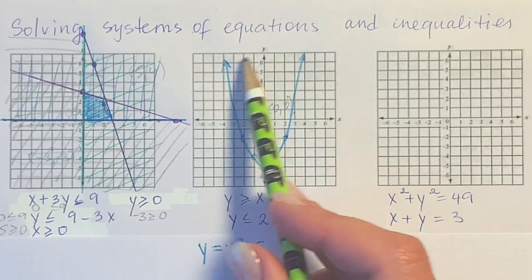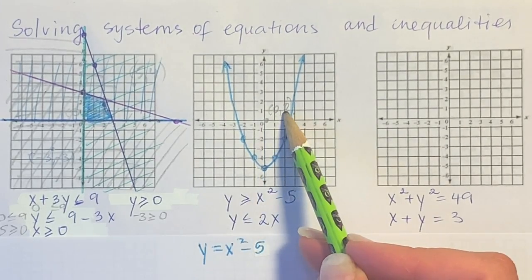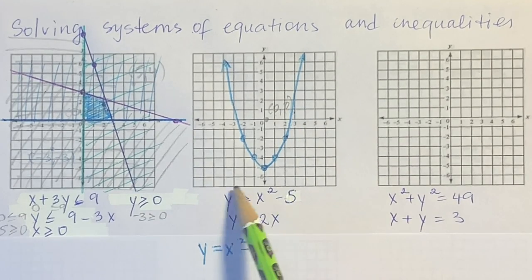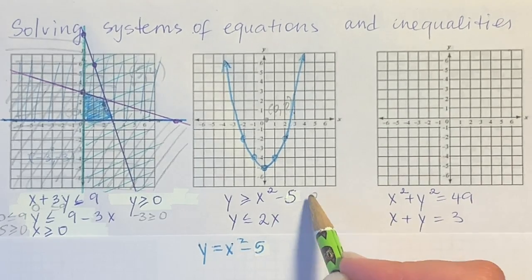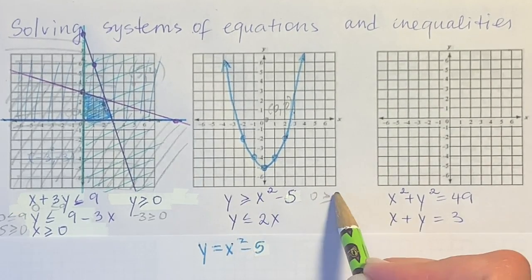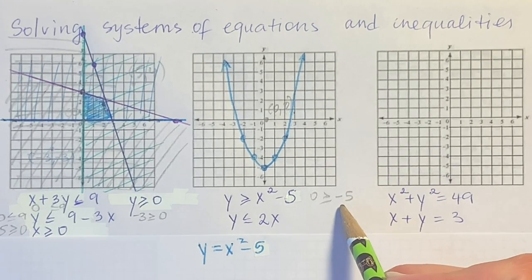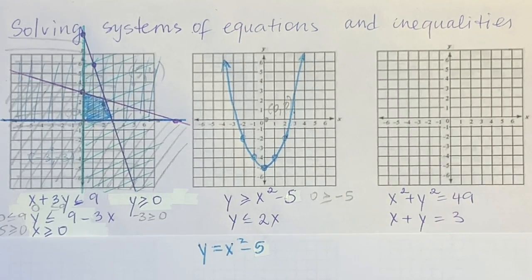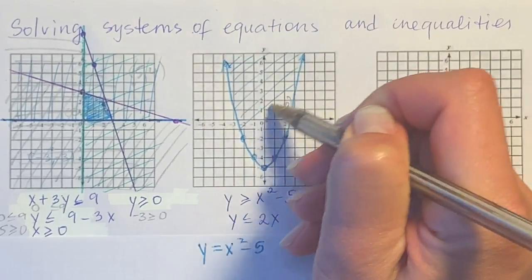To check if this side is a true side, I will insert 0 for x and 0 for y inside of the original inequality. So this here turns into 0 is greater than or equal to 0 squared minus 5, so -5. Is 0 greater than -5? Well, yes, 0 is greater than any negative number. So the inside of the parabola is the true side, and that's where I'm going to shade.